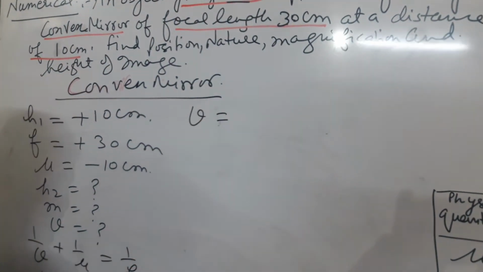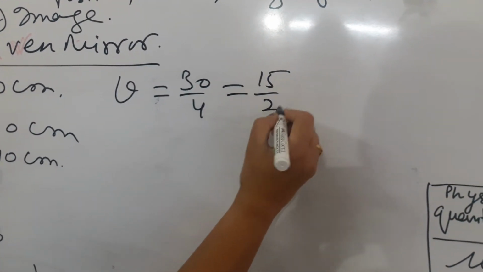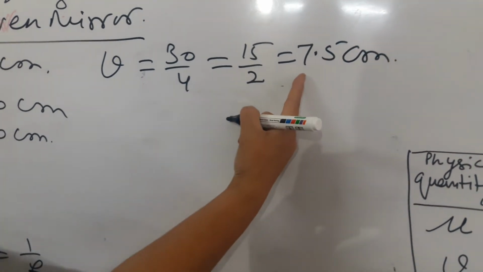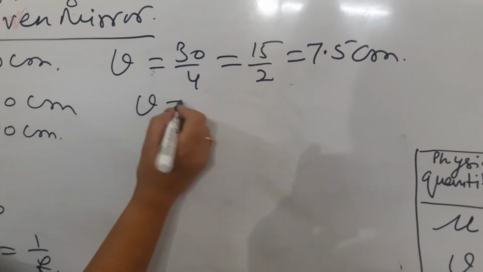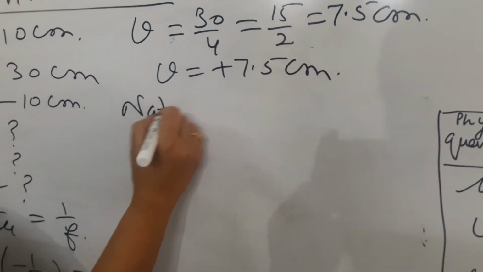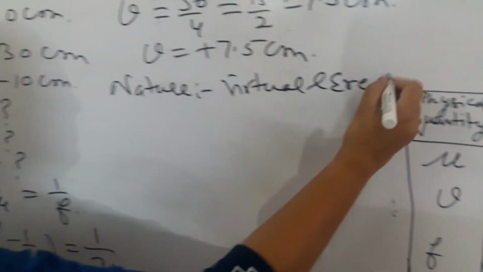v is equal to, reciprocate it, 30 by 4, 15 by 2, it is 7.5 centimeter. And sign is plus sign. What does plus sign indicate? Nature of the image formed is virtual and erect.